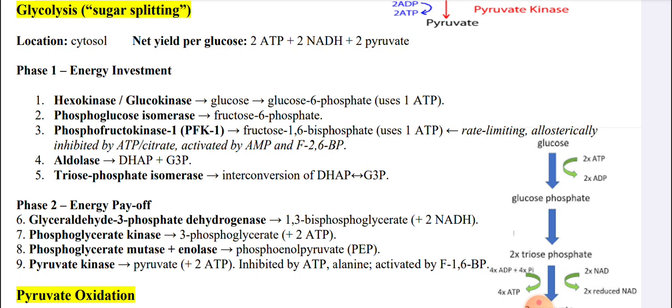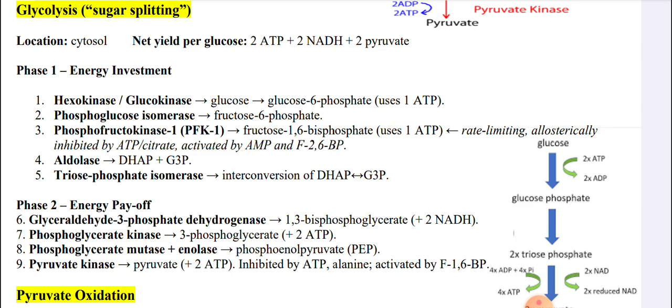Okay, so PFK1 commits the glucose. Then that fructose 1,6-bisphosphate gets split by aldolase into two 3-carbon molecules, DHAP and G3P. And these can be converted back and forth. Now we're into phase 2, the energy payoff. And everything happens twice from here on out, right? Because we split the sugar. Exactly right. Now the cell starts getting its return on investment.